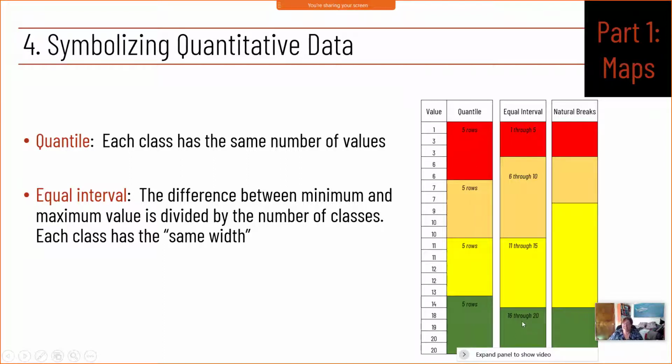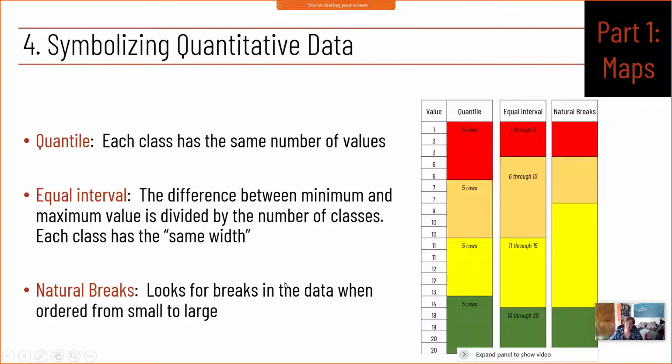And the last one, the natural breaks, looks for just breaks in the data. As you start looking from this list from top to bottom, you can see that there's a bit of a gap between the number 3 and 6. It jumps over there. And then again, between 7 and 9, it seems like you're skipping a number. And then here between 14 and 18, you're skipping another number. So your data is being looked at that way.